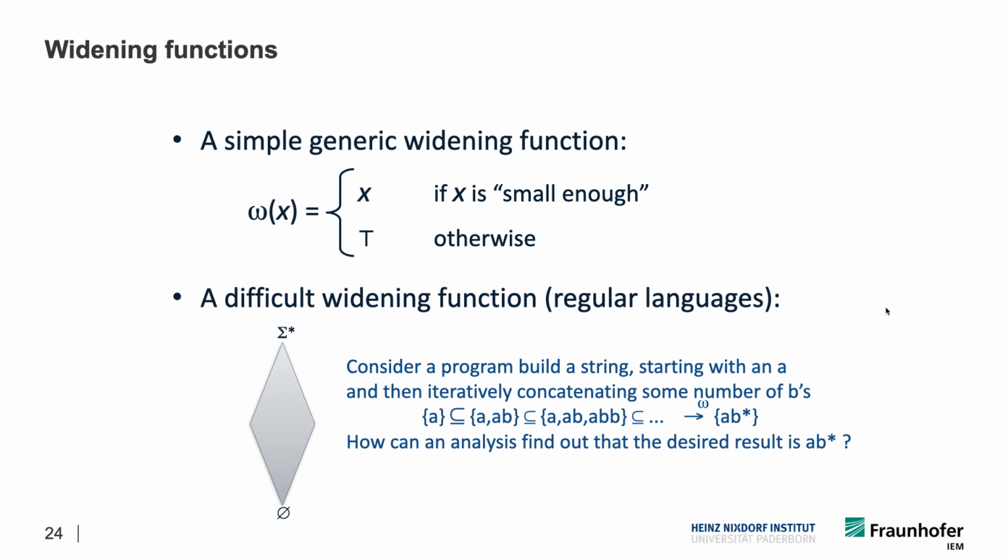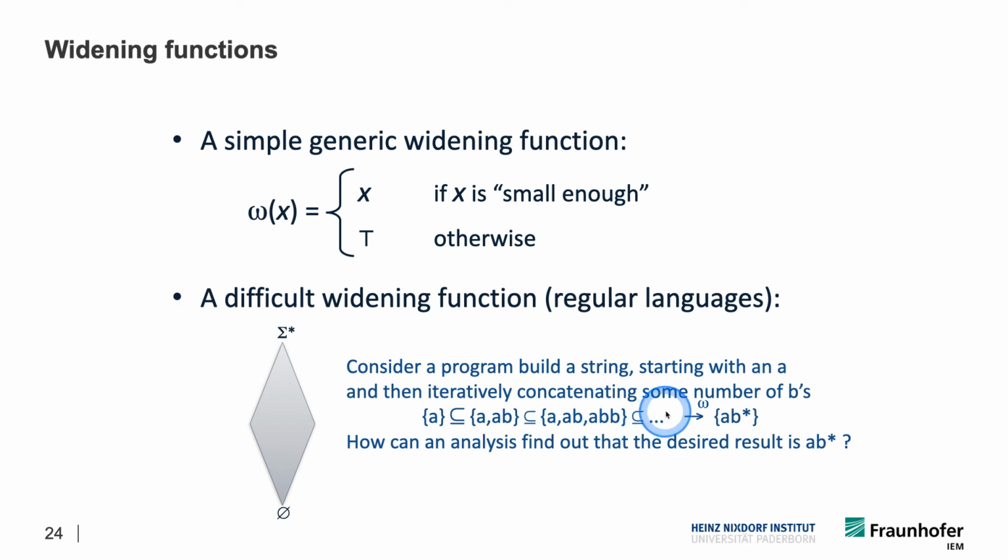So for instance, here we have the example of a regular language. So consider a program that is actually building a string using just some string concatenation, and it's starting with an A, so with the letter A, and then iteratively concatenating some number of B's to it. Okay, then in the first iteration we would have the string A, then after another iteration we would then also obtain the string AB, and so on and so on.